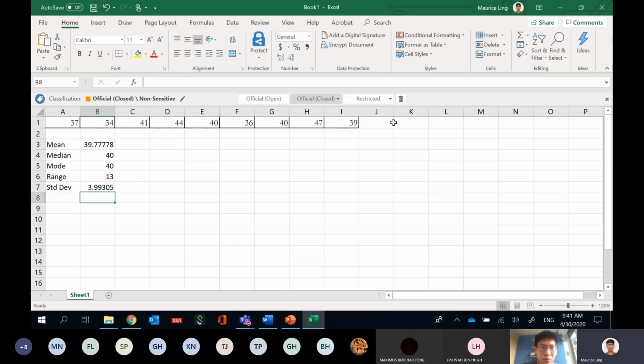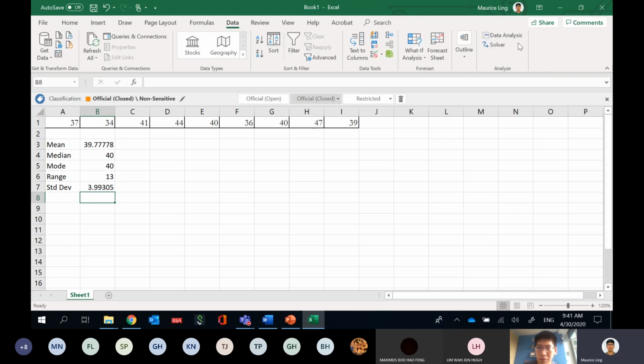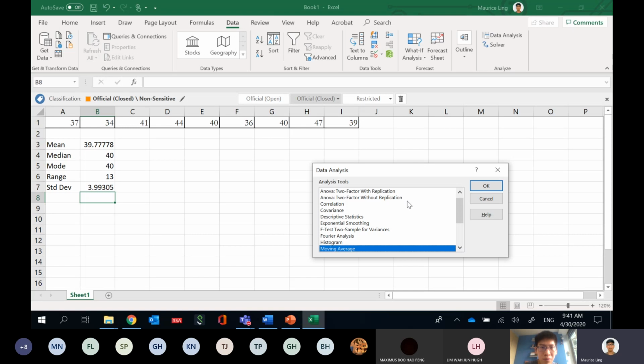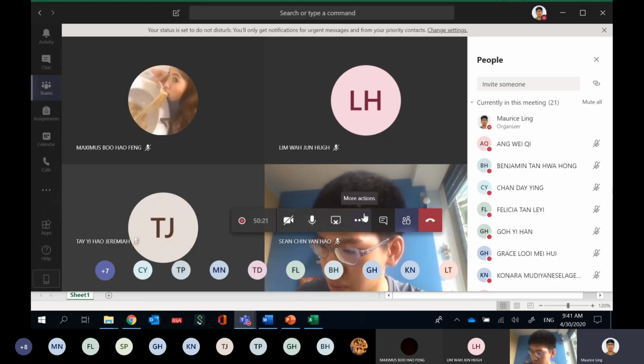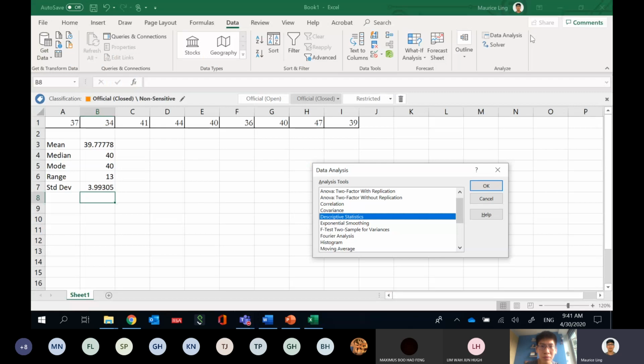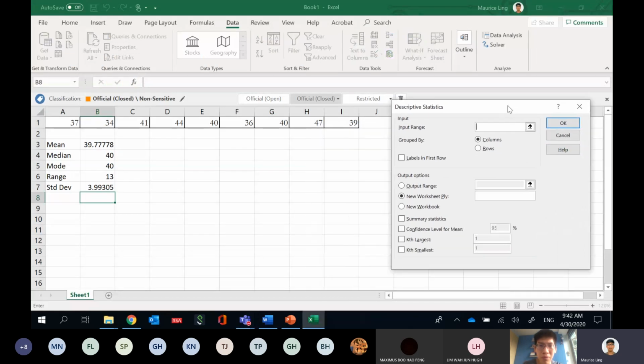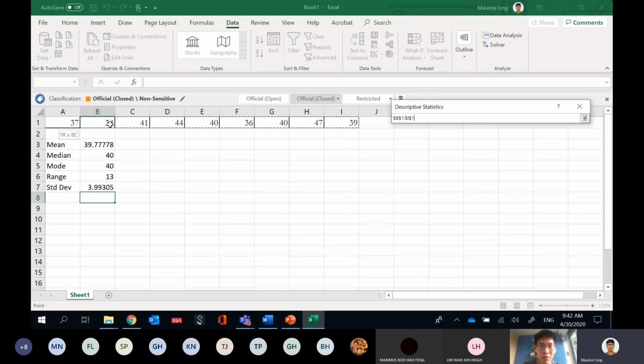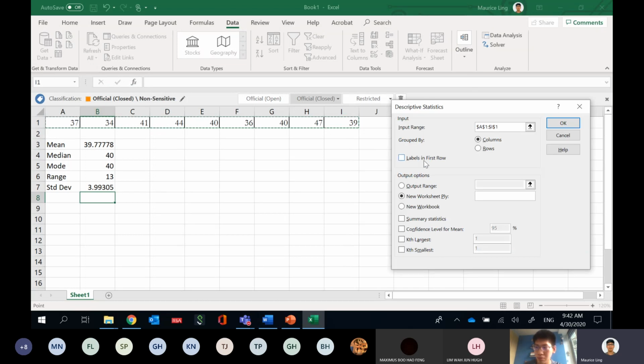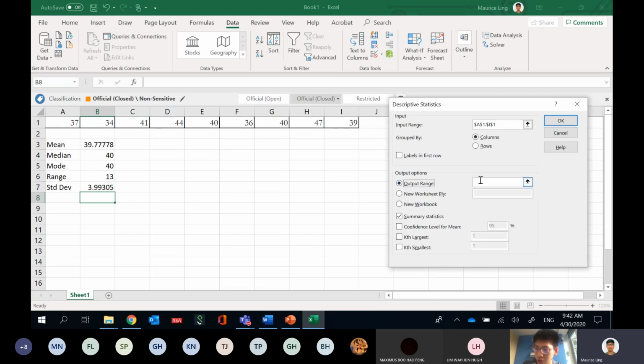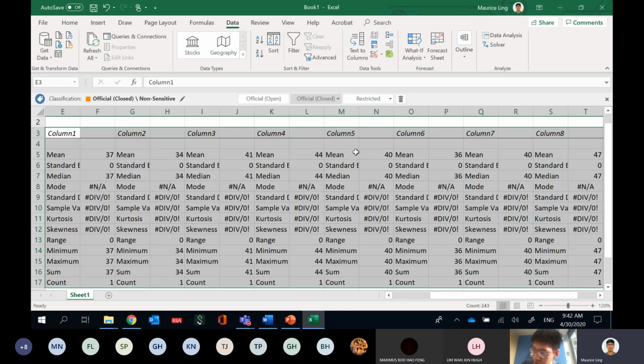Okay, so it's 3.99. Or another method you can do is using the data analysis tab. Use your descriptive statistics. Okay, let me see if the video is still recording. I think it's still recording. Yeah, it's still recording. Okay, so use your descriptive stats. You put in all the data, the input range. There's no labels, so I don't bother. I want summary statistics. For the output range, it's basically where I want the table to be shown.